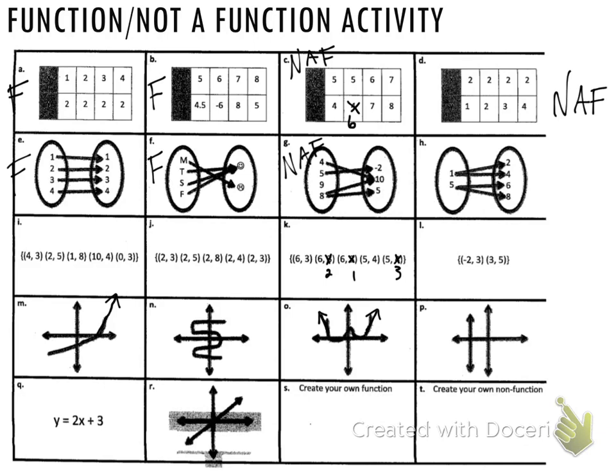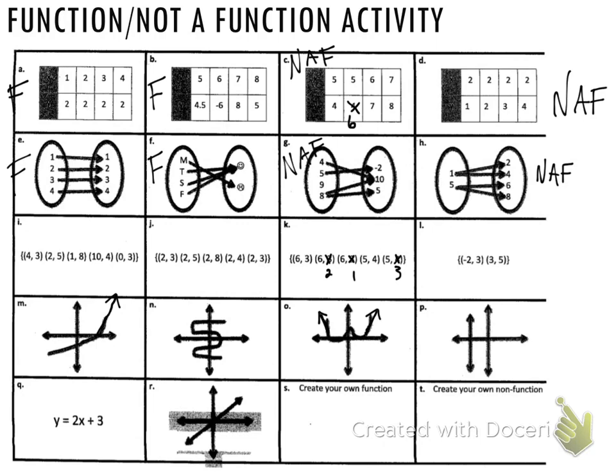And what about H? Not a function. Both 1 and 5 are both repeating x values. Any questions about any of our mappings being functions or not functions? We good with that row?